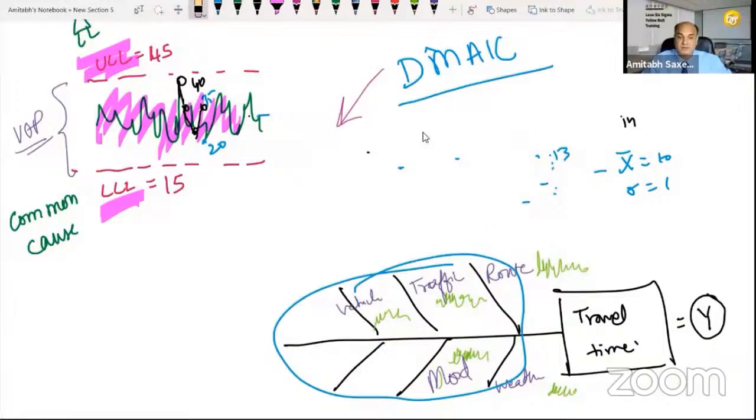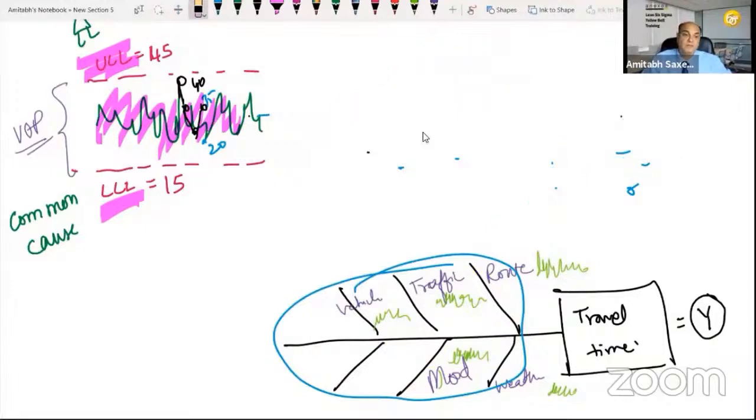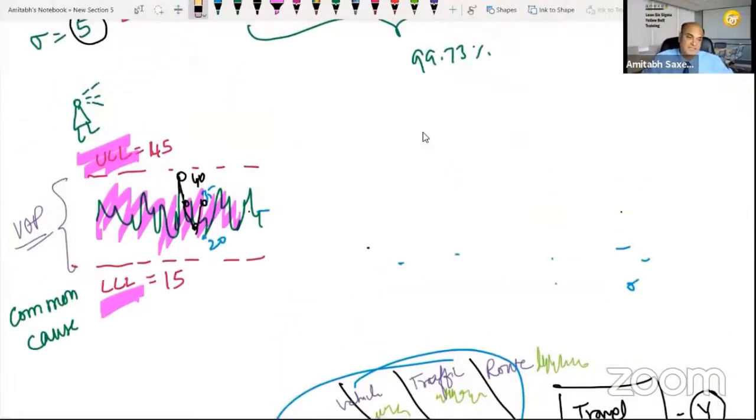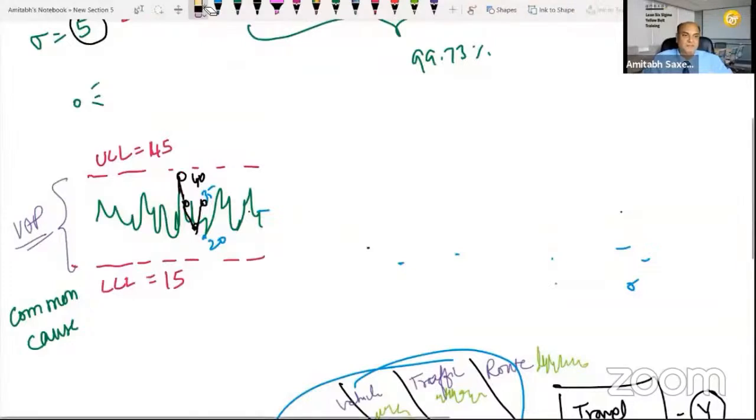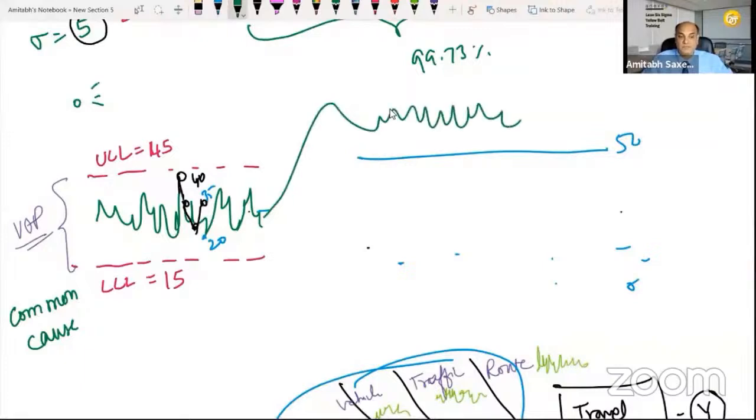If I take an example of a sales process, your voice of customer would be to increase the sales. You're not happy with it going down. So here you'll be looking at increasing the sales above 50, and your effort will be to shift. This takes effort: DMAIC, define, measure, analyze.